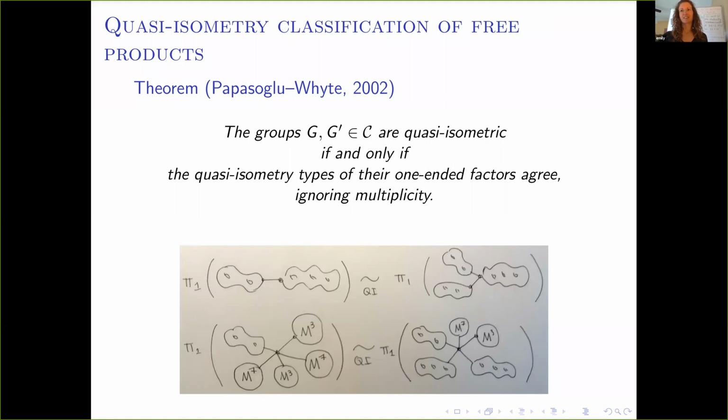if and only if the quasi-isometry types of their one-ended factors agree, ignoring multiplicity. So as shown in the picture, all that matters is the set of dimensions of the manifolds in the free product. It doesn't matter how many of each dimension, as long as the set of dimension numbers match. These groups are quasi-isometric. So the moral of their theorem is that quasi-isometries between free products are very flexible. It depends only on the quasi-isometry types of the one-ended factors.